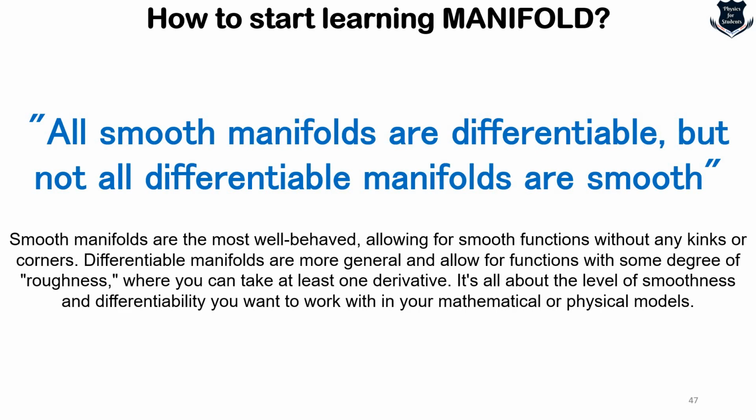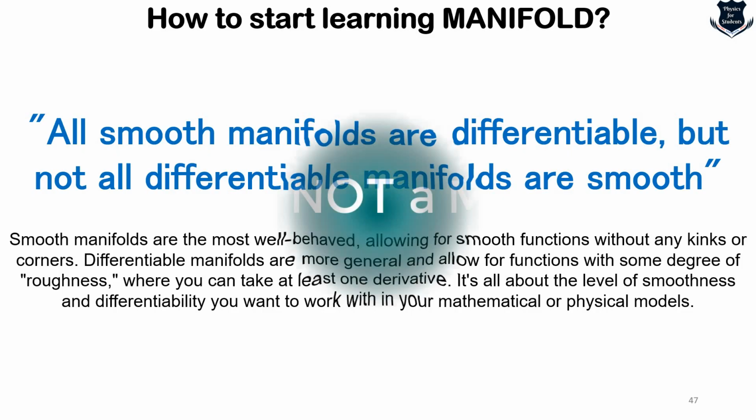And you can read this one, this is wonderful. Smooth manifolds are very well behaved, but differential manifolds are not as well behaved. That means it has got a roughness, and you can take at least one derivative. And it is about the level of smoothness or differentiability that you can use to create mathematical or physical models. So both of them are important, but this is a kind of comparative understanding.